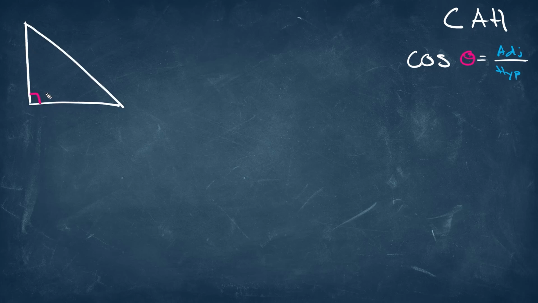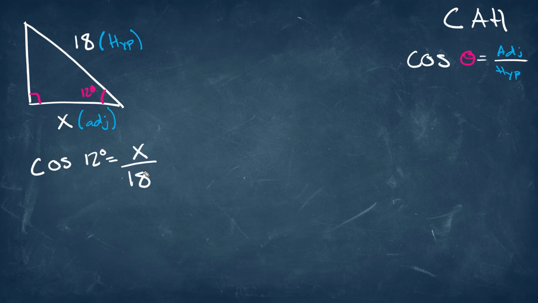CAH is going to be denoted as cosine of an angle is equal to adjacent over hypotenuse. If we have a right triangle, which we see here, with a right angle and an angle of 12 degrees, a value of 18 and x, we can use this cosine function to figure out x. The opposite side from the right angle is going to be the hypotenuse. And the side that is adjacent or next to our angle is our adjacent side. Plugging this into our equation, we're going to get cosine of 12 degrees is equal to x, our adjacent side, over a hypotenuse of 18.